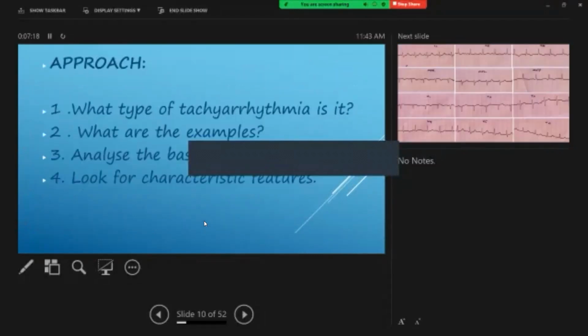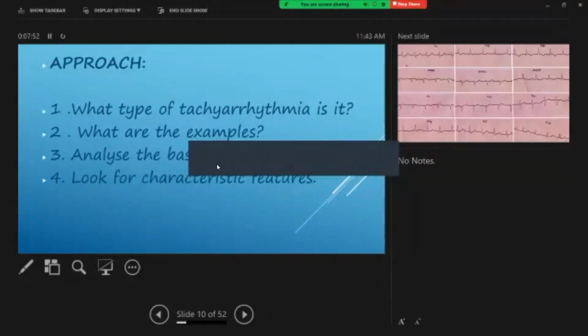When you get the ECG with tachyarrhythmia, when the ventricular rate is more than 100, if you can use this approach, it will be easier for you to make the correct diagnosis. The first step is, what type of arrhythmia? Whether it is regular narrow complex tachyarrhythmia, irregular narrow complex, regular broad complex, or irregular broad complex. Then the second thing you should know is what are the examples of each type.